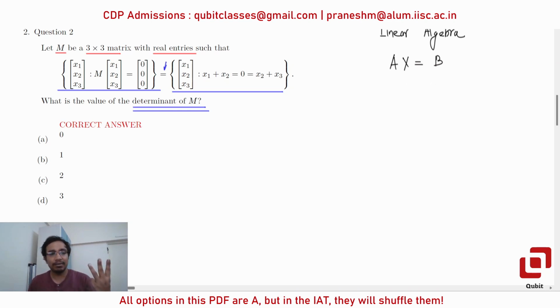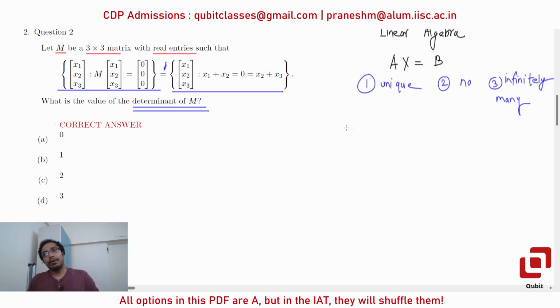Only three possibilities exist. First is unique solution, second possibility is no solution, and third possibility is infinitely many solutions. I'm not saying infinite solutions, I'm saying infinitely many solutions. Any system you take will belong to at least one of these three categories, and these three categories are exclusive. So a system having a unique solution cannot have infinitely many solutions, and this also applies to any other two pairs.